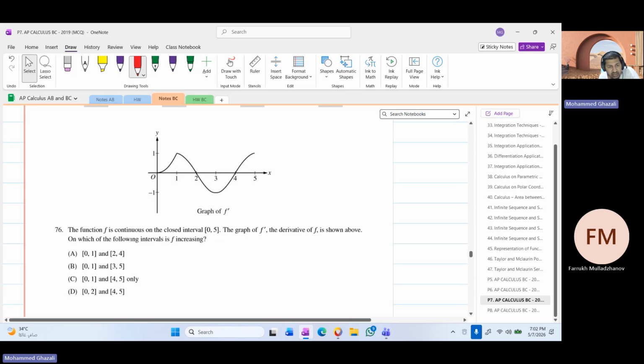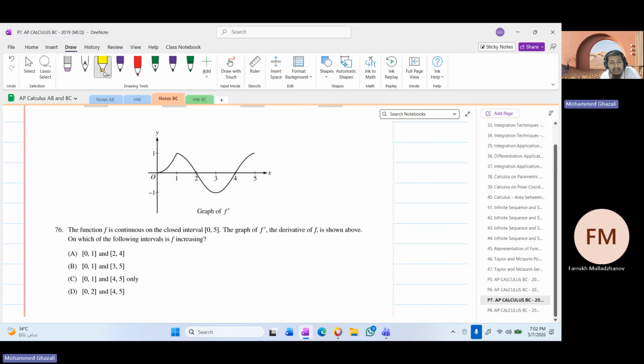The function f is continuous on the closed interval 0 to 5. The graph of f prime, the derivative of f, is shown. Well, this is the derivative graph. I thought it was a graph of f. Anyways, the graph of f prime is continuous, and it is shown above. On which of the following intervals is f increasing?